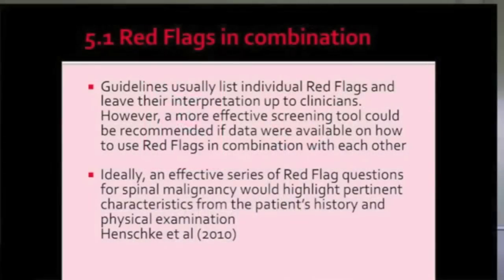So we now move on to section 5, which is the hierarchy of red flags. Guidelines usually list individual red flags and leave their interpretation up to individual clinicians. However, a more effective screening tool could be recommended if data were available on how to use red flags in combination with each other. According to Henschke et al. in 2010, ideally an effective series of red flag questions for spinal malignancy would highlight pertinent characteristics from the patient's history and physical examination.